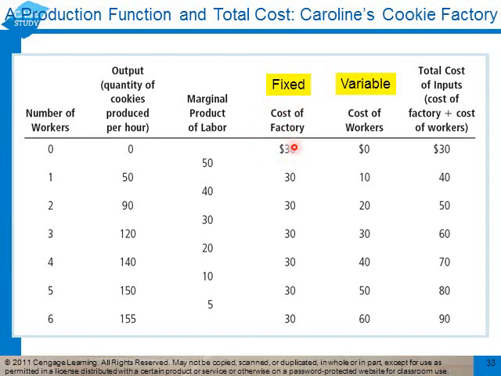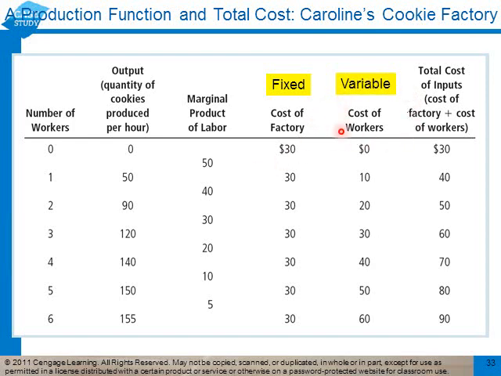Okay, so the cost, you see that the fixed cost is the same. The cost of the factory is the fixed cost. It's the same all over. It doesn't matter how much you produce or how many workers you have. Even if you don't have any worker, you have to pay the cost of the factory, whatever, electricity, maintenance, cleaning, even if you don't produce.